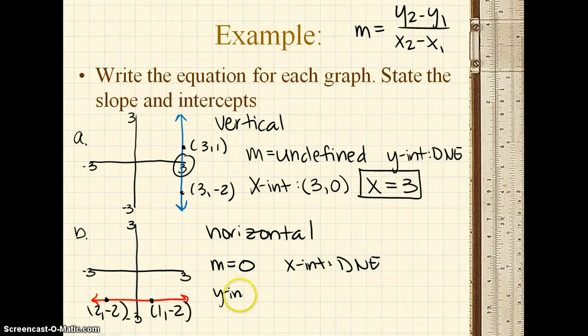Now, the y-intercept is wherever it crosses the y-axis. So in this case, (0, -2). And again, because of the y-intercept, it also gives us the equation, which is y equals -2. And those are those two special cases of undefined and 0 for slopes.